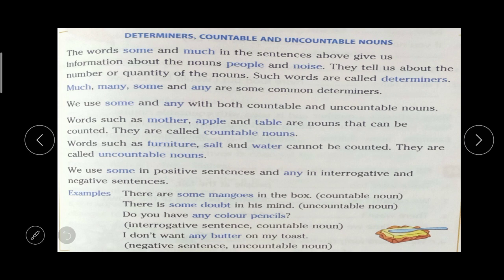Now students, some and any, where do we use them? We can use some with countable nouns and in positive sentences, and any can be used with countable as well as uncountable nouns, and we will use it in negative sentences. Means some is for positive sentences and any is for negative sentences.